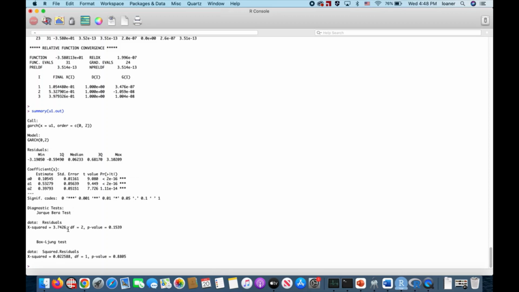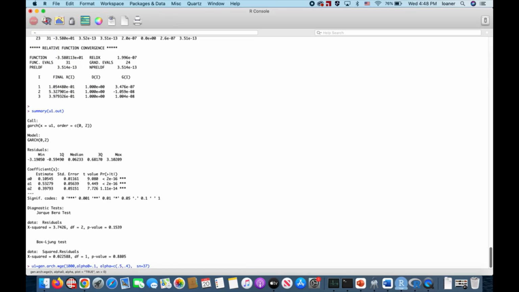The following Jarque-Bera test checks whether the data look like normal data, and the Box-Ljung test checks the residuals to see if they look like white noise. Both of those seem to be doing a good job, and so that data set looks like it was probably pretty well modeled as an ARCH2 model. So let me just generate another one.